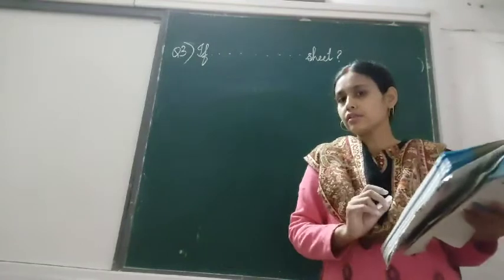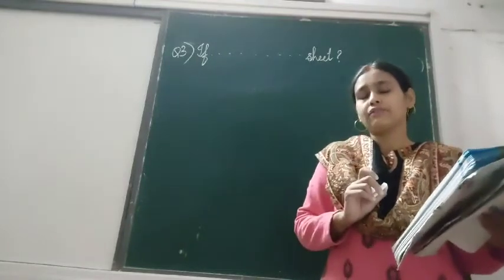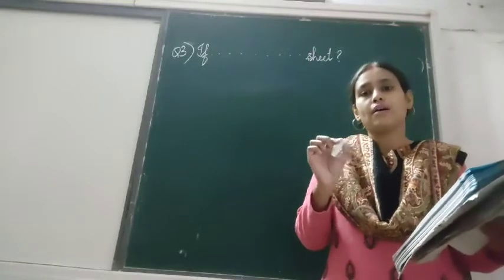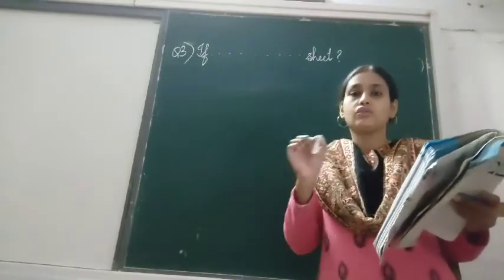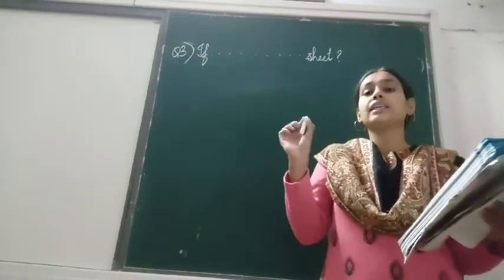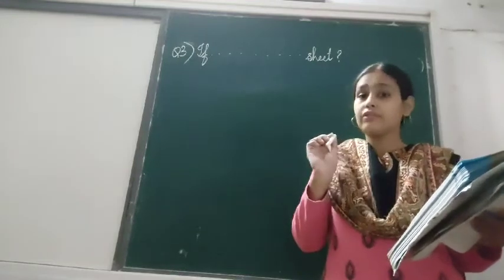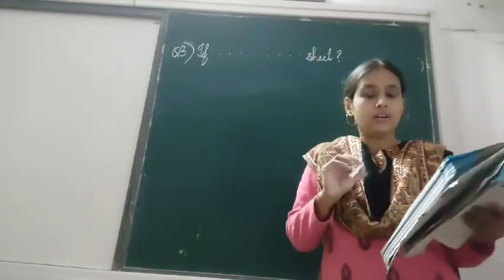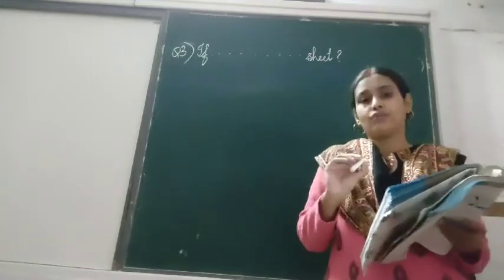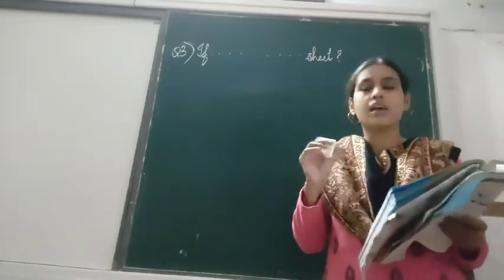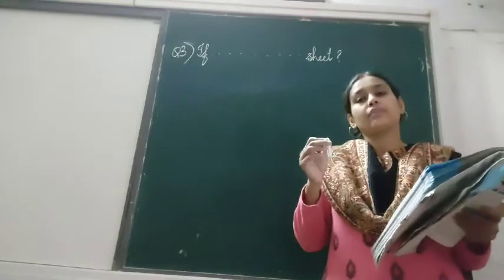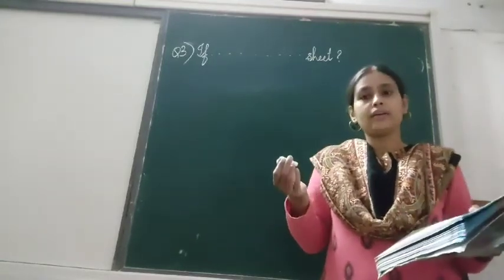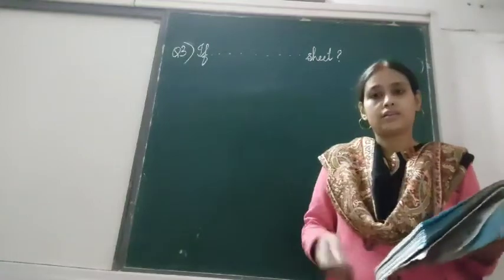So circumference is given. What is the formula for the circumference of the circle? The formula is 2 pi r. So 2 pi r is equal to 154 meters. From this equation we will find the value of r, that is the radius, and then we will find the area, because area is also asked. Area is given by pi r square. Just now we did. Yes.